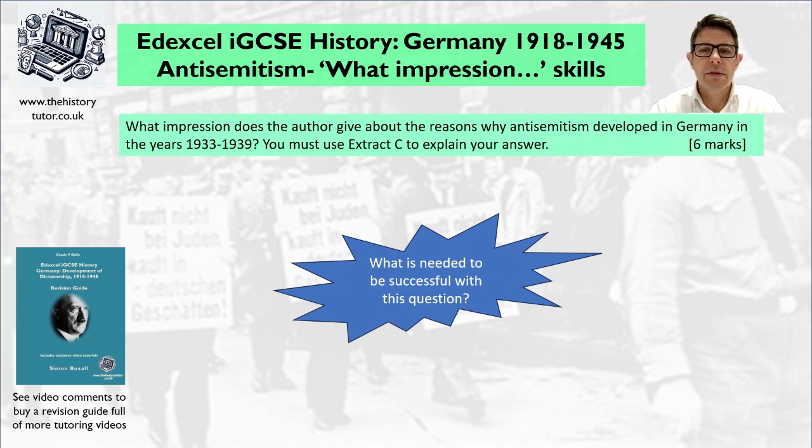Okay, so how do we tackle this question? So here is the question. It's a question 1, of course, so it always starts with what impression. So what impression does the author give about the reasons why anti-Semitism developed in Germany in the years 1933-39? You must use extract C to explain your answer.